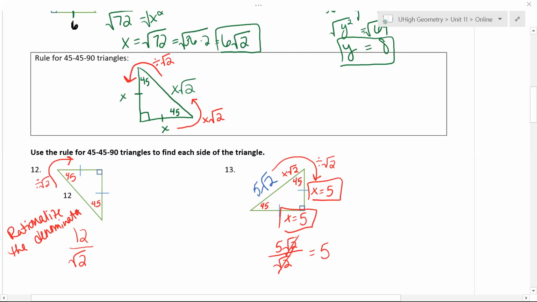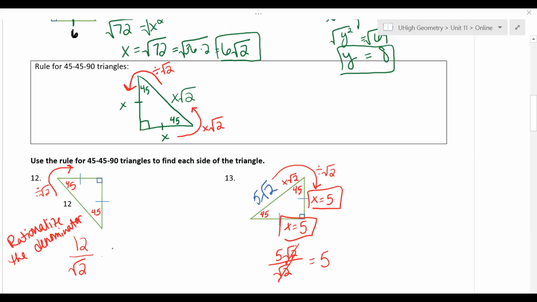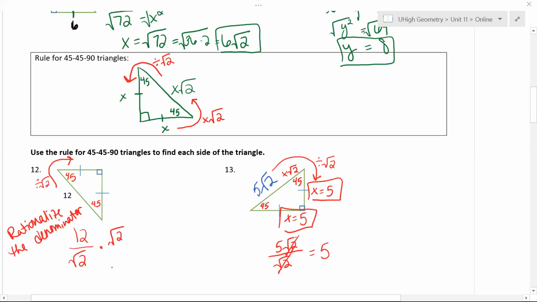This is something we might not have done for a little bit. So remember, when we rationalize the denominator, I'm going to multiply both the top and the bottom by my radical. So if I do 12 times root 2, I get 12 root 2. If I do root 2 times root 2, I get the square root of 4. When I simplify, I get 12 root 2 over 2, or 6 root 2. So that tells me that both of my sides are going to be 6 root 2.